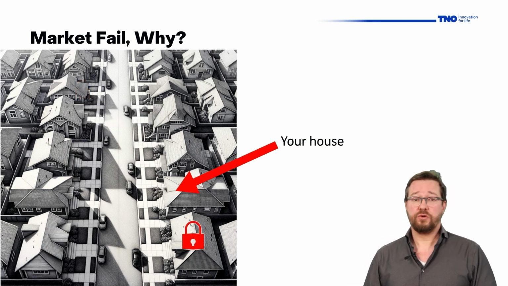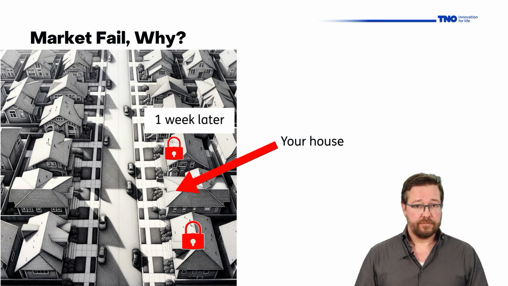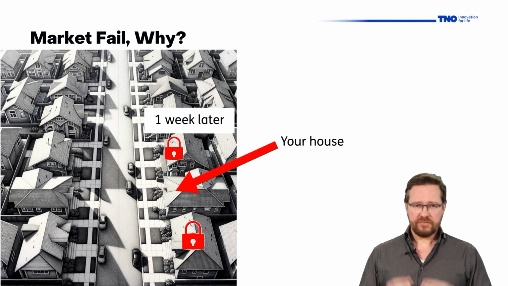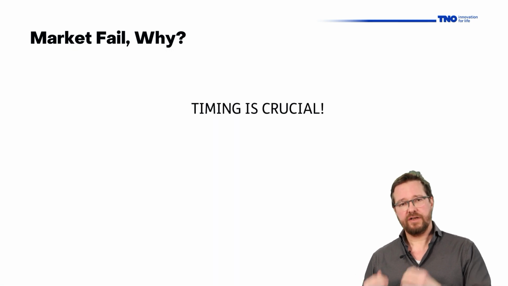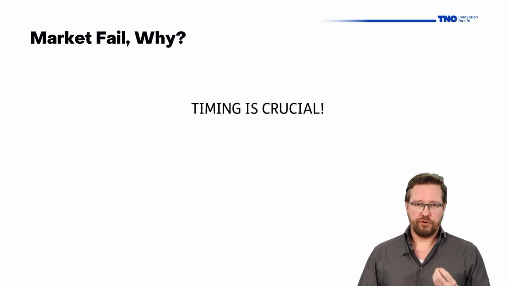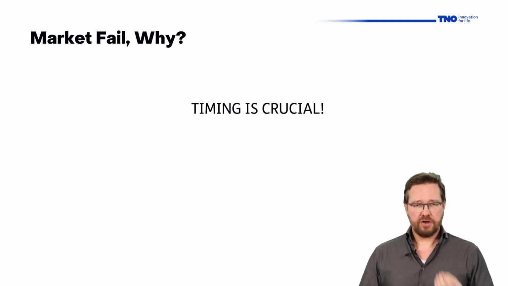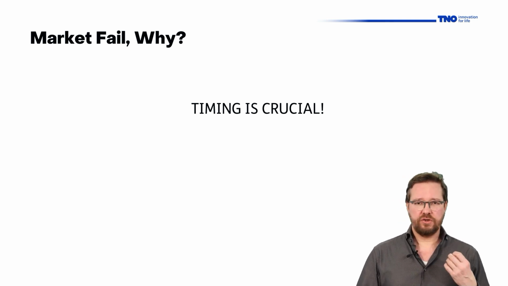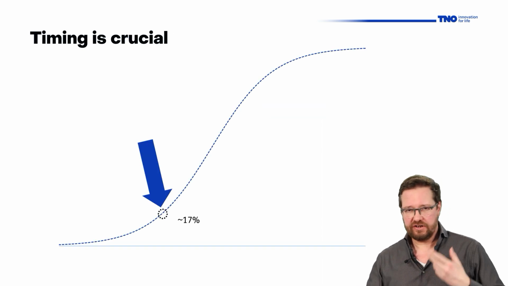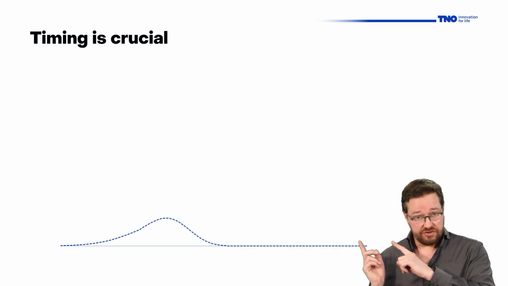Your left neighbor installs a new innovative lock, and 1 week later your right neighbor does the same. Do you feel the difference? So you can conclude that timing is crucial. And there lies the essence. If it takes too long for your product to penetrate the market, you won't get noticed, and therefore you do not generate enough awareness for the market to catch on. This means that you need to hit that, let's call it the 17% mark, ASAP. Fail to do that, and your market introduction will look like this.